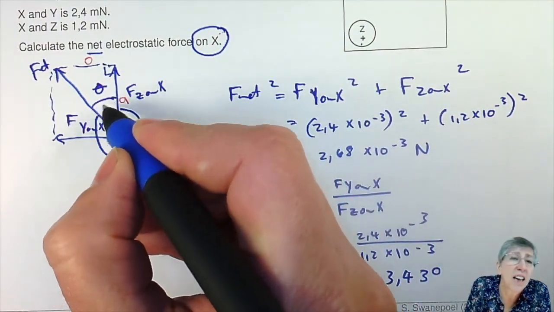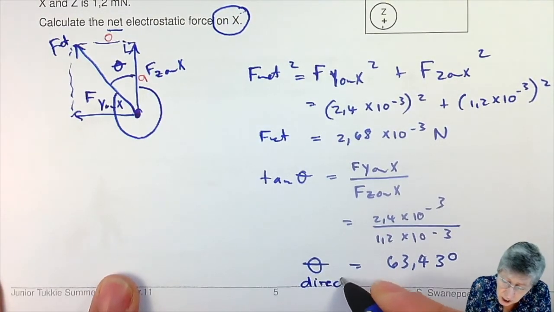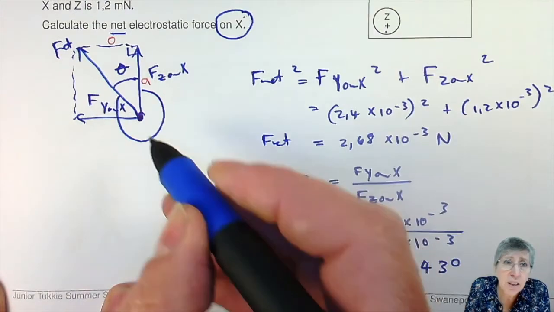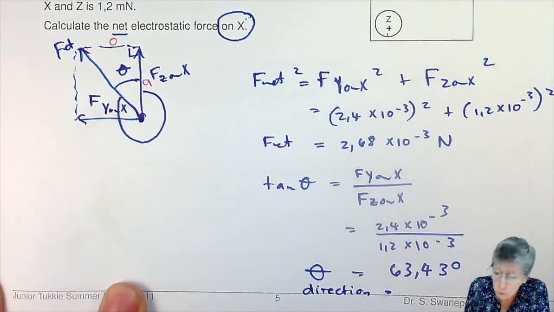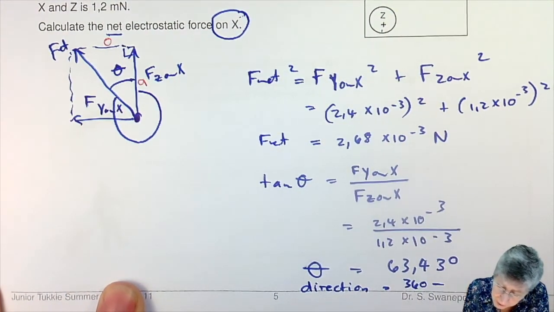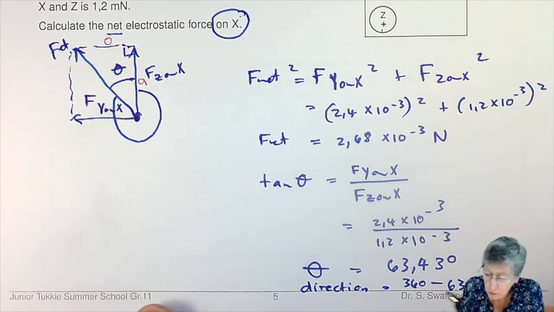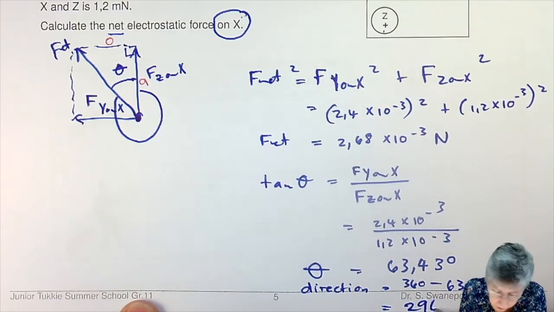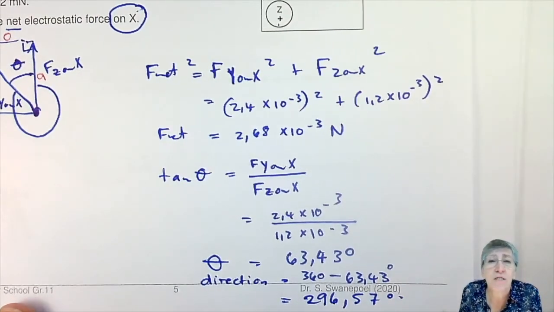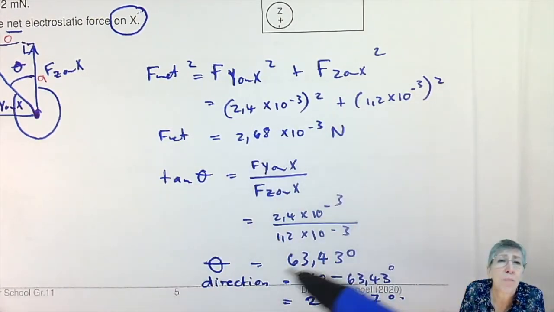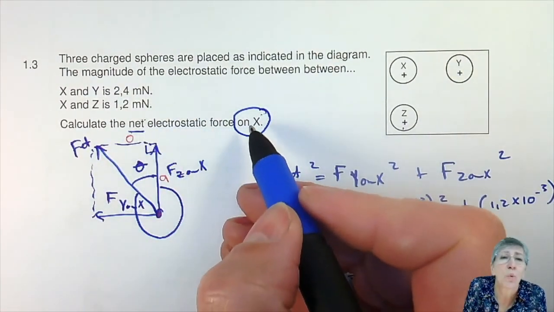No, that's just that angle. Right, so what I have to do to get the direction is going to be, let's think about this. I have that one, and I need from there right up there. So that will be 360 minus 63,43 degrees. Right, and that is going to give you 296,57 degrees. So now we've worked out both the magnitude and the direction of the net force working on X.